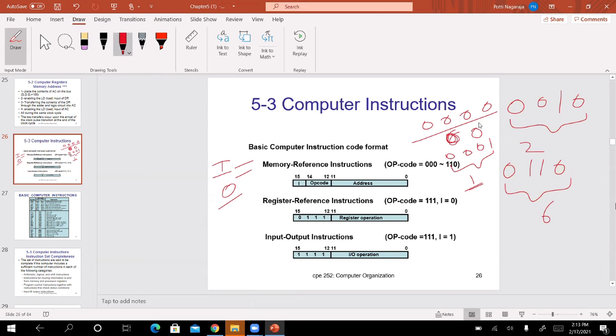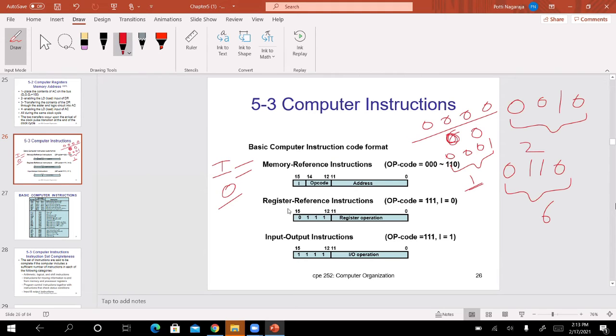So these are the combinations we get. The opcode is nothing but the operation we are performing; it depends on the opcode. I already said I is 0 means direct addressing, and 1 means indirect addressing. Indirect addressing is opcode followed by the address of the operand. Whereas with I equal to 1, it is indirect addressing. So this is the first type.